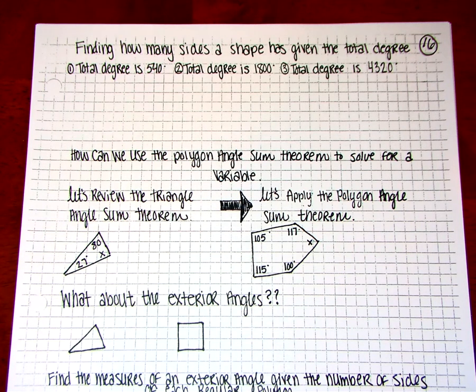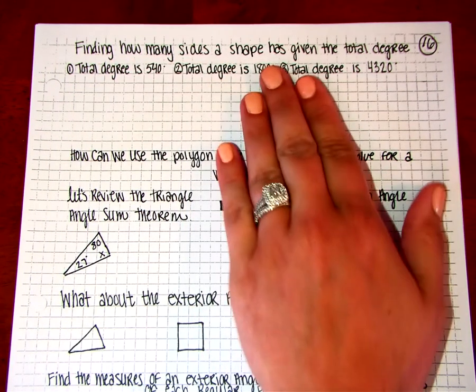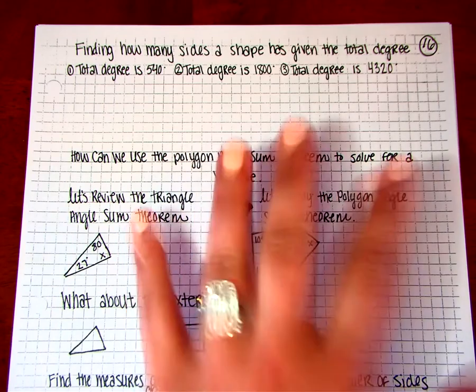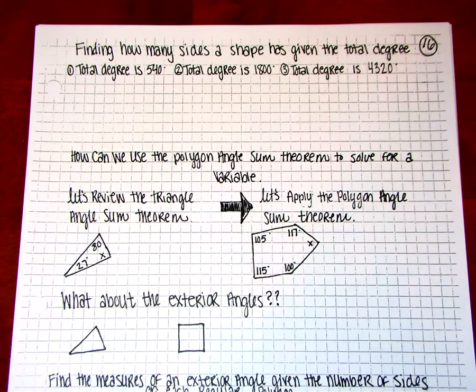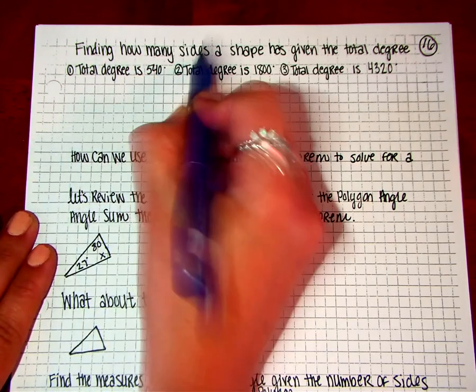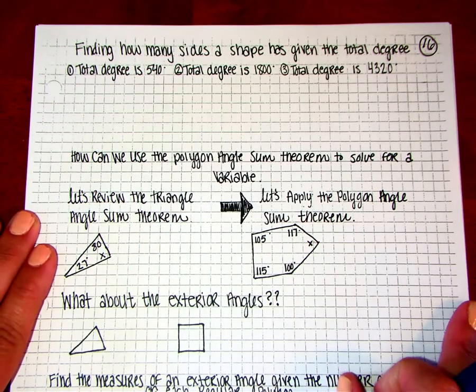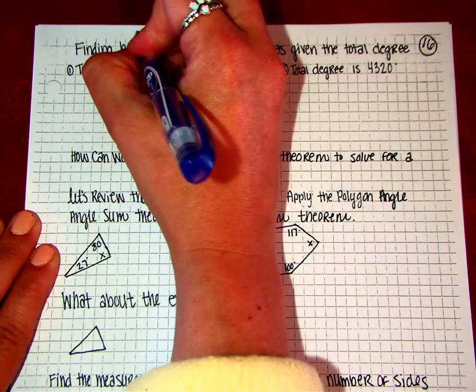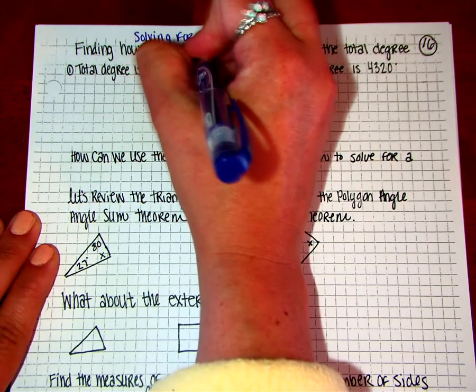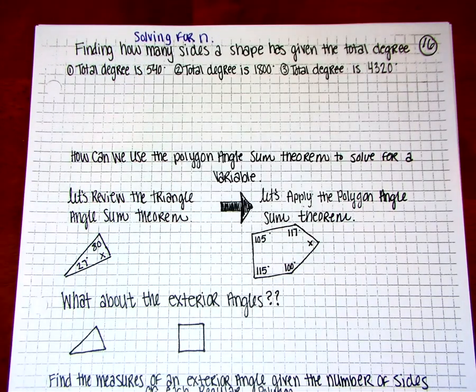All right, so to continue on using the polygon angle sum theorem, the next type of problem you could have is finding how many sides a shape has given a total degree. So up until this point, we've just been using n minus 2 times 180. But now we actually have a total. So in this problem, you're figuring out how many sides a shape has. So you're actually solving for n, because remember, n represents the number of sides.